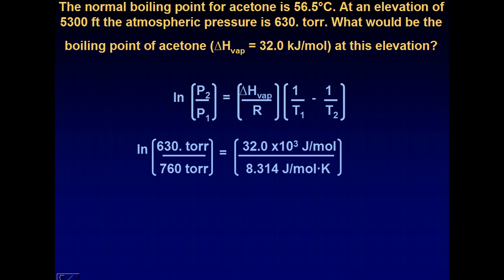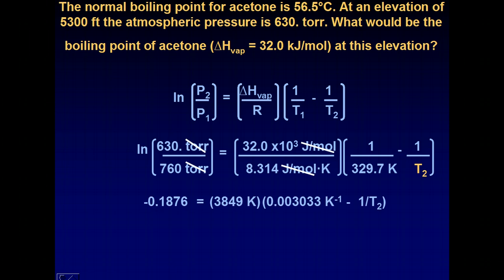My delta H of vaporization is going to be turned into joules. I'm going to divide that by my constant, and then my T1 will be my temperature at normal pressure, which is 56.5 converted to Kelvin, 329.7, and then I'm going to be solving for the second temperature, since that's the one associated with the 630 torr. Here comes algebra.